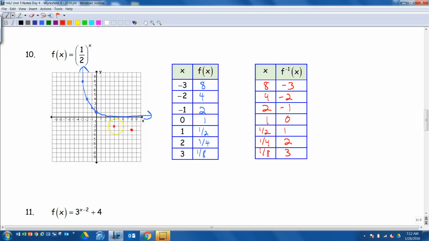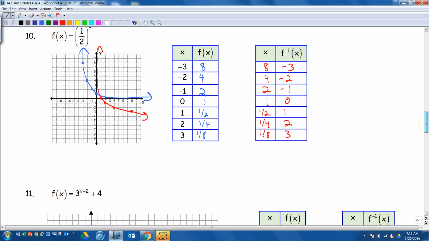And then we have 8, -3, 4, -2, 2, -1, 1, 0, 1/2, 1, 1/4, 2, and 1/8, 3. So we have an asymptote here that is a vertical asymptote, and that'll just keep getting bigger there. Okay? Alright, so that's the inverse. The red is inverse, blue is original.